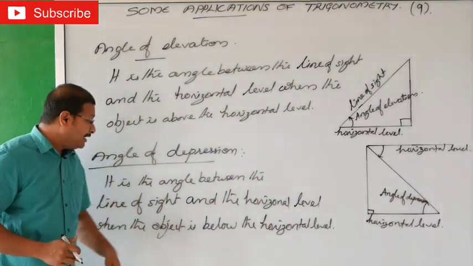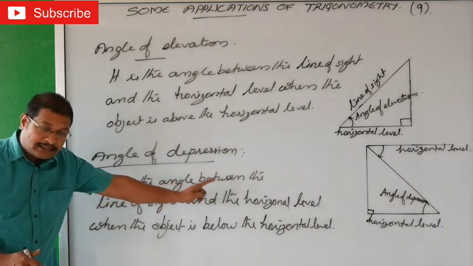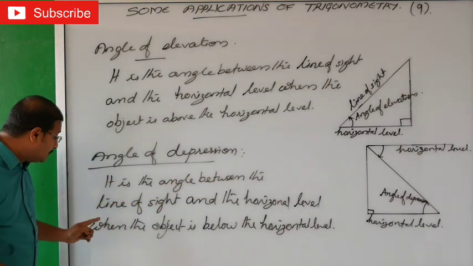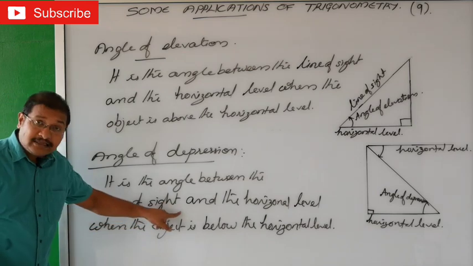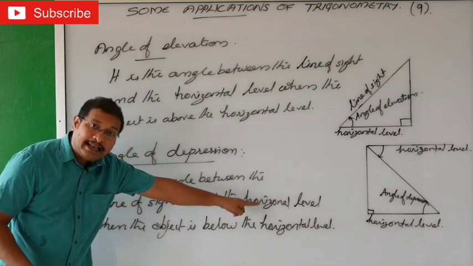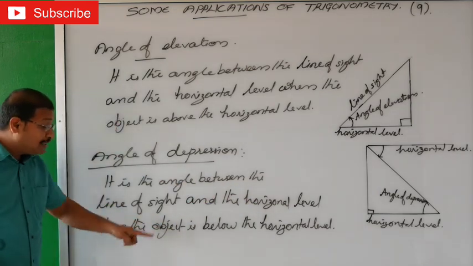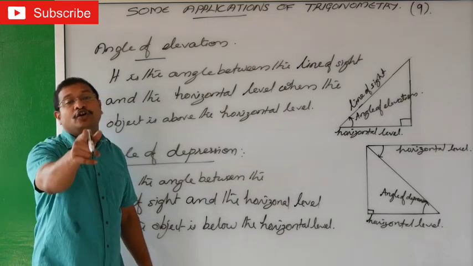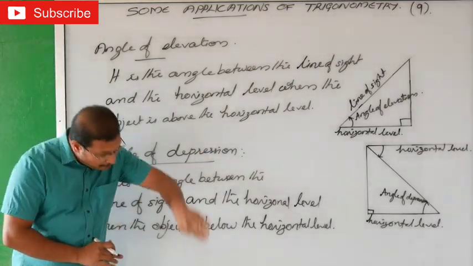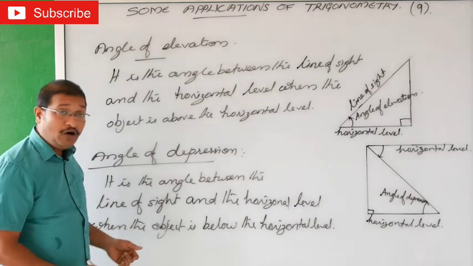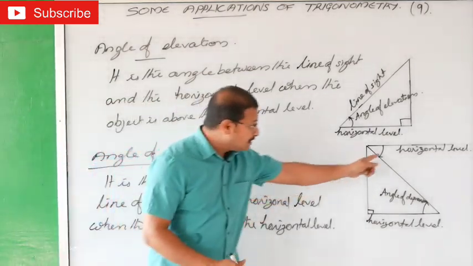Angle of depression means it is the angle between the line of sight and the horizontal level when the object is below the horizontal level. When the object is below the horizontal level, that is called angle of depression. You can see the diagram here.